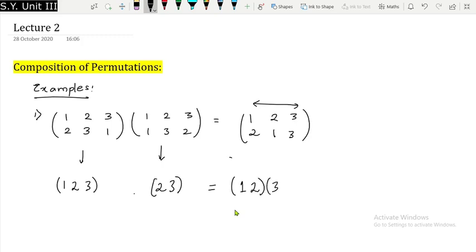Now we will start from 3, which is the missing one. So 3 is mapped to 2 and 2 maps to 3, therefore 3 maps to what? 3, and this can be also written simply in this way, (1 2), which is one and the same. So this was an example of composition of permutation.